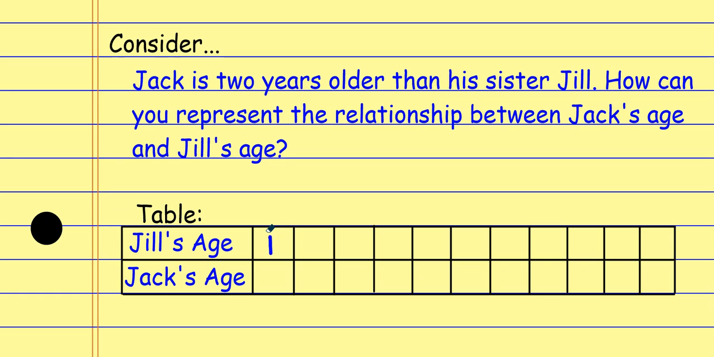And it says Jack is 2 years older than his sister. So if Jill is 1 year old, how old then essentially is Jack? And the answer would be 3 years old because he's 2 years older. So let's say she becomes 2 years old. Now, how old is Jack? Well, he's 2 years older, so he's 4 years old. Okay? And you could keep going when she's 3 or 4 or 5 or 6. And so he's always 2 years older if I tack an extra 2 on there.